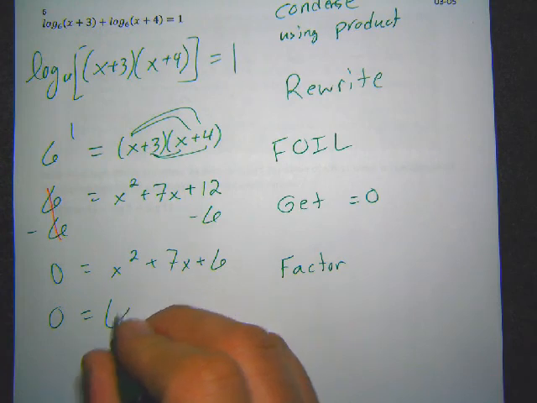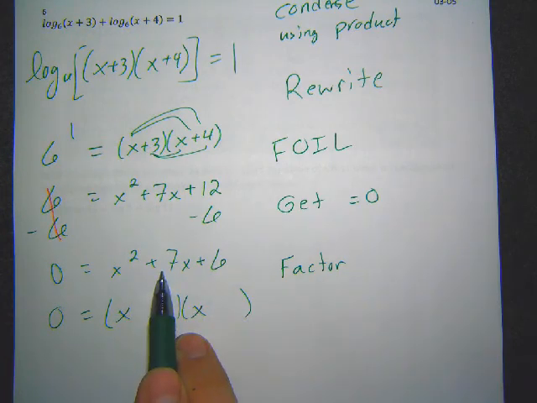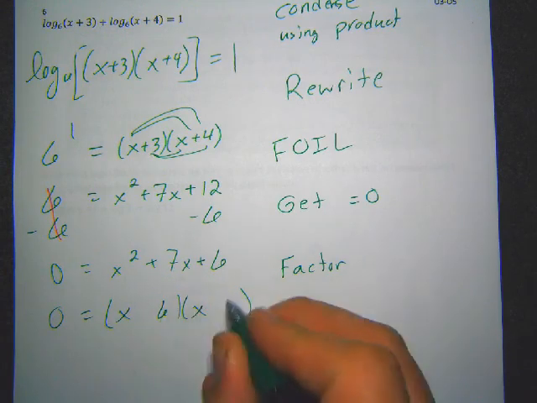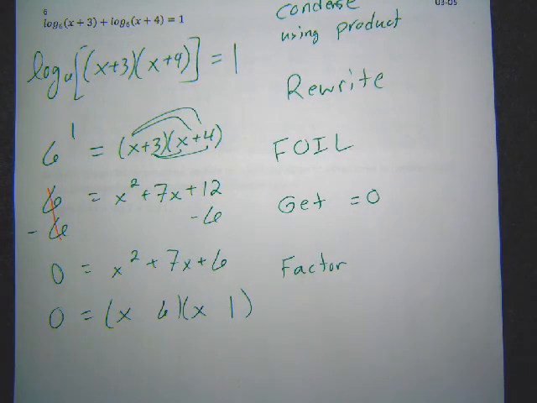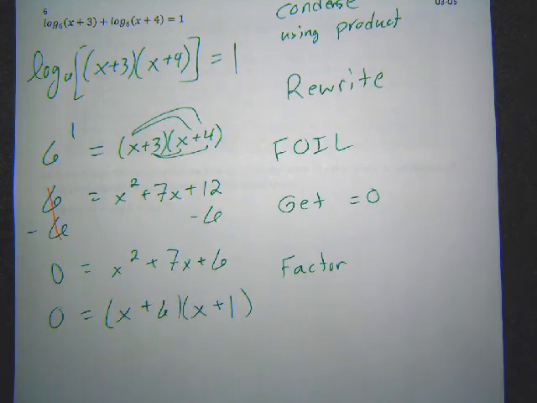Okay, this factors into both x's. It needs to multiply for 6 and add for 7. So it looks like 6 and 1. They multiply for 6, they can add for 7 if they're both positive. So 6 and 1, multiply for 6, add for 7.